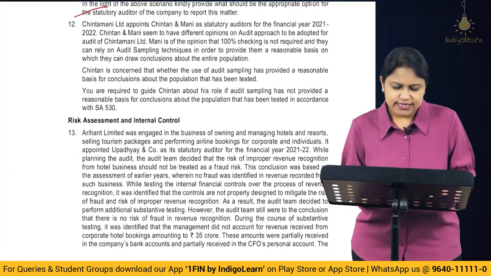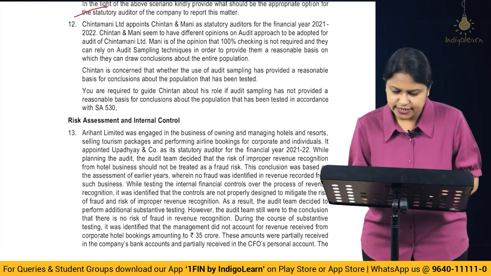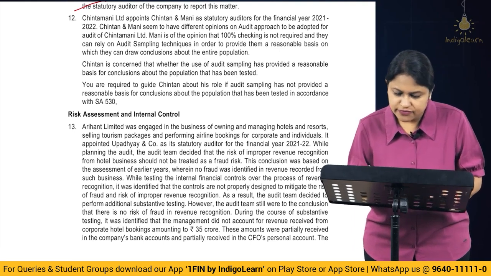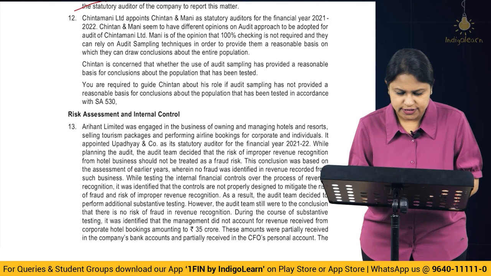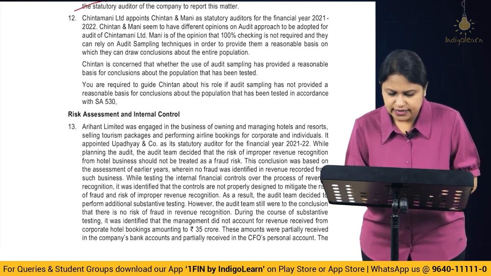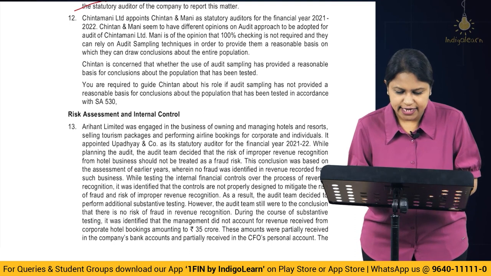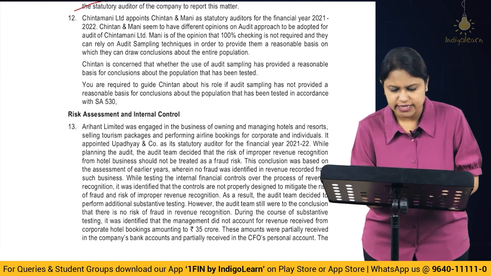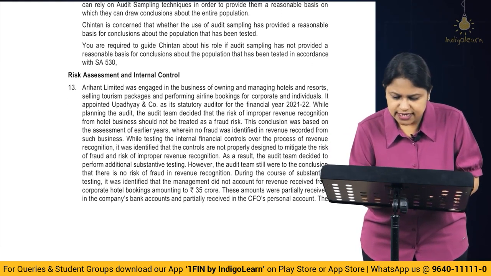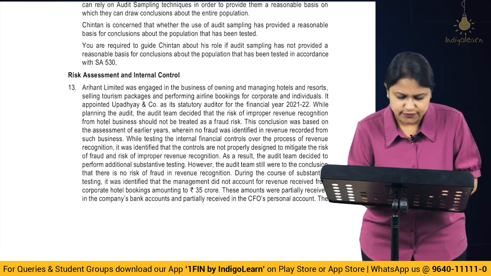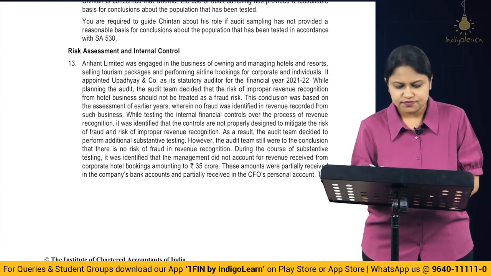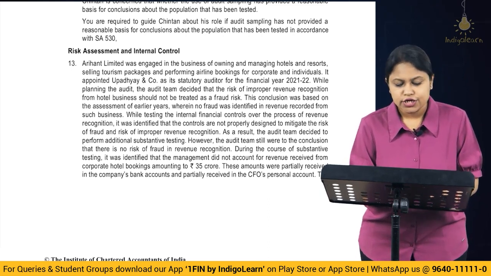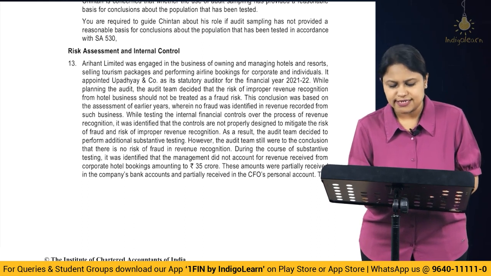12th one, Chintamani Limited appoints Chintan and Mani as statutory auditors for the financial year 21-22. Chintan and Mani seem to have different opinions on audit approach to be adopted for the audit of Chintamani Limited. Mani is of the opinion that 100% checking is not required and they can rely on audit sampling techniques in order to provide them reasonable basis on which they can draw conclusion about the entire population. Chintan is concerned that whether the use of audit sampling has provided a reasonable basis for conclusion about the population that has been tested. You are required to guide Chintan about his role if the audit sampling has not provided a reasonable basis for the conclusion about the population that has been tested in accordance with SA 530.